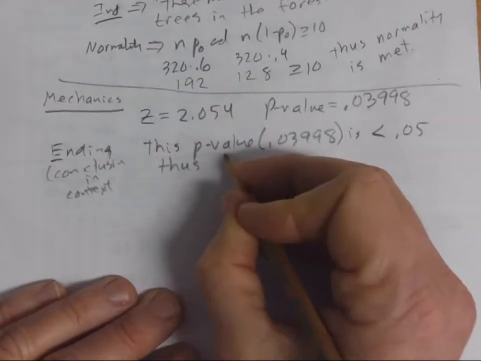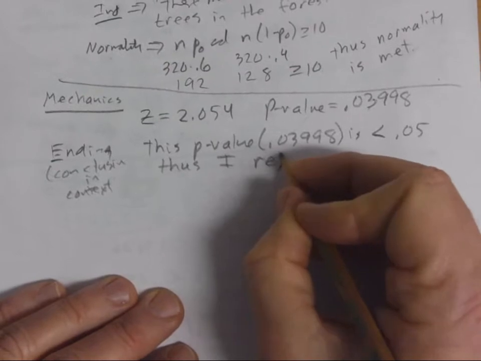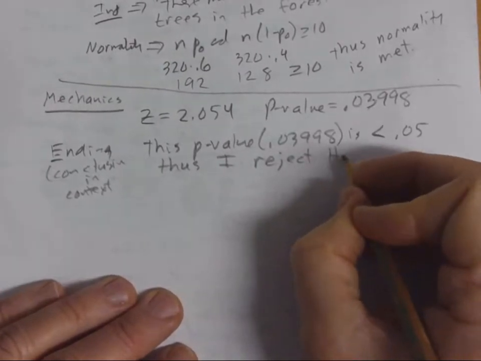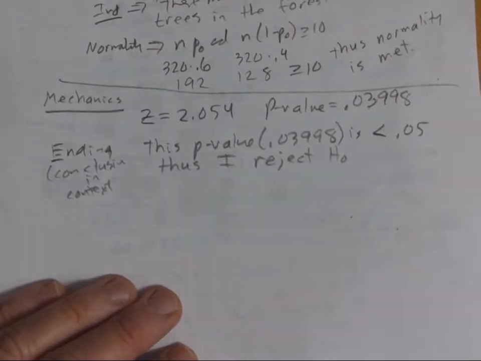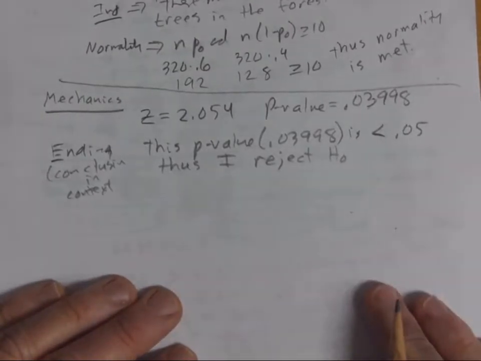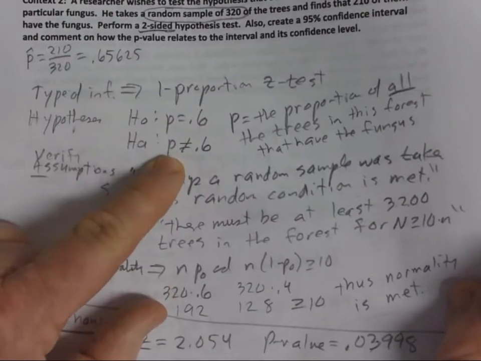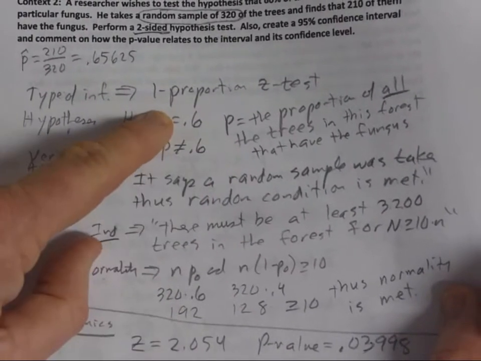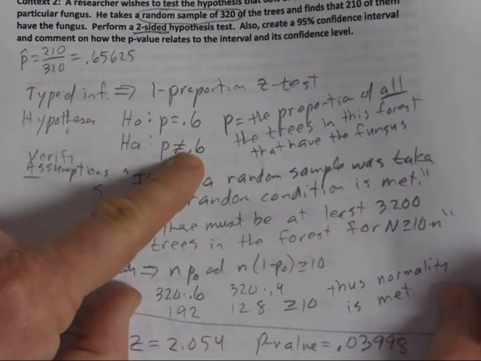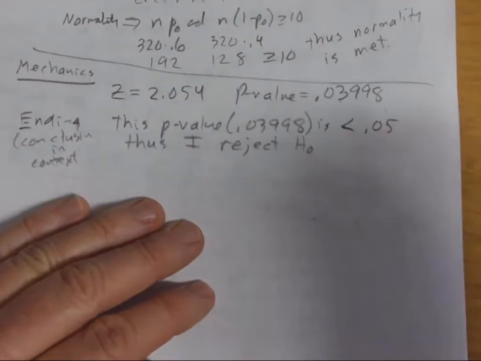Thus, I reject the null hypothesis. If the p-value is low, then you reject the null. Since we're rejecting the null, it means we've got convincing evidence for the alternative. If we don't reject it, it means we don't have convincing evidence for it. And we're going to say that in context.